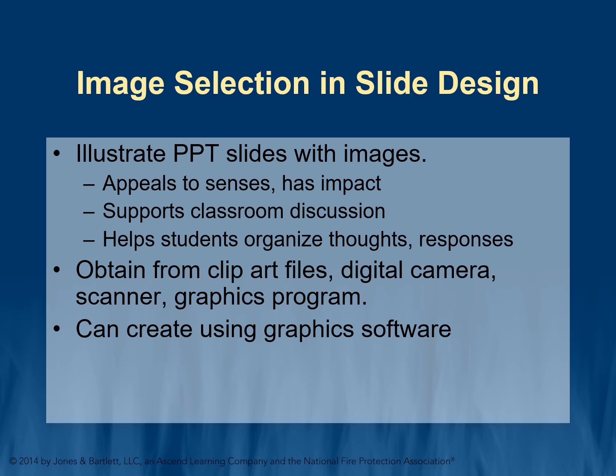Obtain these images we can get from clip art files, digital cameras, scanners, graphics programs, and the internet. We can create them using graphic software as well. Now, I'll caution images that you borrow from the internet. You need to cite that properly. You need permission to use it, and if it's out there and grabbable and you have the permission, then you need to cite that. You can cite it underneath the photograph where it came from and who the photographer is, and you can also do so at the very end of the presentation in a citation format as well.